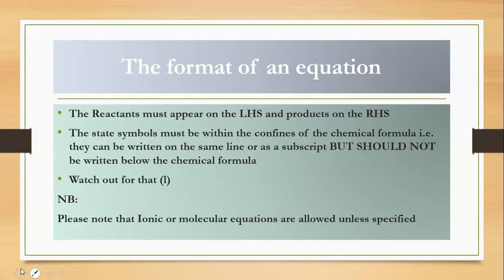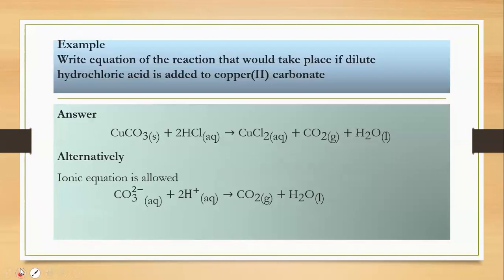Secondly, you have to be very careful with the placement of the state symbols. In most cases, you have been told to write them as a subscript immediately after the formula of the substance. But it is okay for you to write them on the same line as the formulae. If you insert them on the same line, it is very, very okay. However, a lot of caution must be taken when writing the L for liquid. It should not be a capital L, it should not have a sharp corner, and neither should it look like a capital I. That curve on the L must come out very clearly. You should also remember that both molecular and ionic equations are okay. And another thing I would like to remind you is that the state symbols should not go below the line on which the formulae are sitting. If they go below, that is also a very wrong position for them.